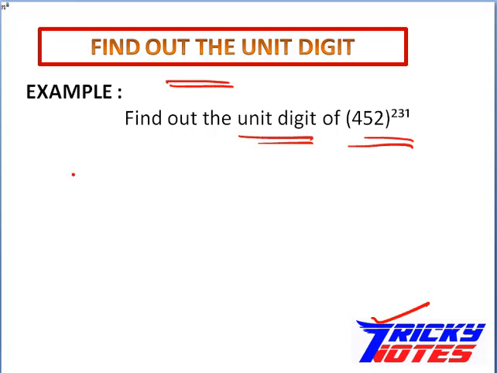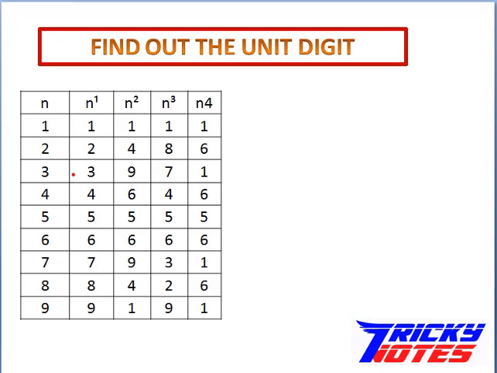Let's find out the concept first. This is what we need to know. Let's say n is the number 1 2 3 4 5 6 7 8 9, and these are the powers. So 1 to the power 1 is 1 only, 1 to the power 2 is 1 only, 1 to the power 3 is 1 only. So every time 1 is repeating itself.